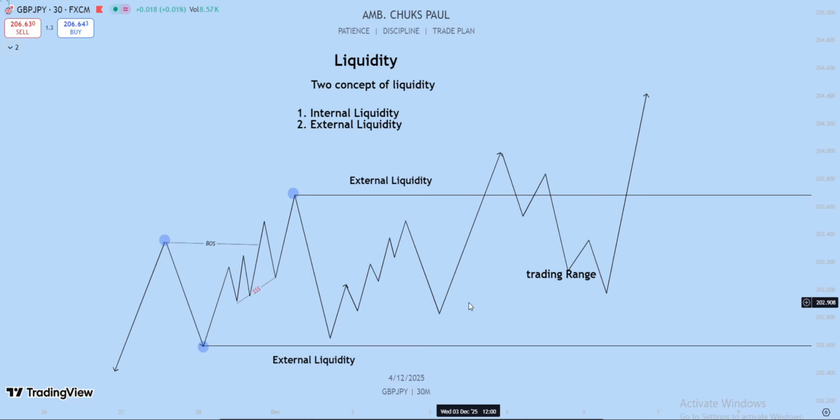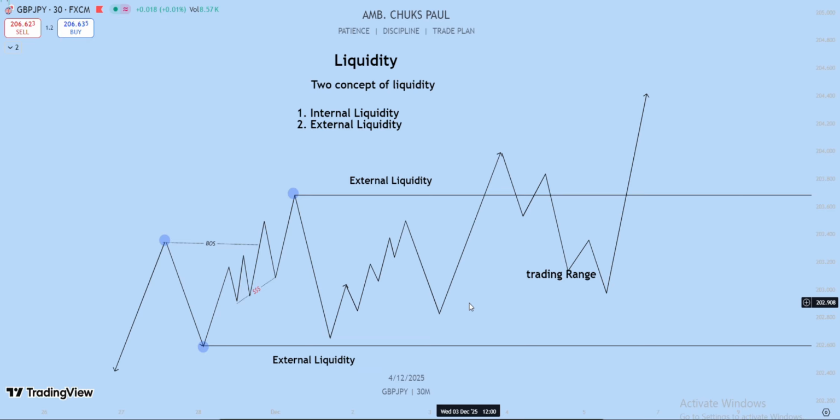It's not a complicated concept. You just need to understand the liquidities that are formed within your trading range. The liquidities that are formed within your trading range are known as your what? Internal liquidity. Why? The liquidities that you are anticipating price to go and take out, which is either your swing high or your swing low, is known as your what? External liquidity. I hope you understand this concept.